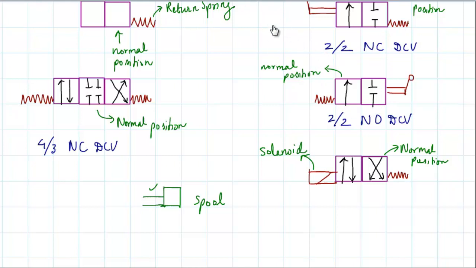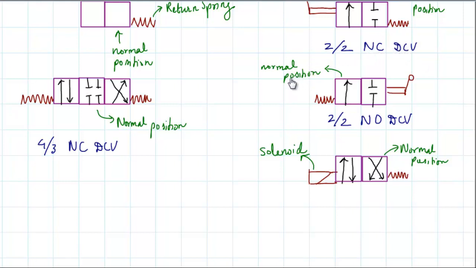Now the spool may be very heavy. Sometimes it may not be easy for a solenoid to move it. It may require what is called a pilot valve. That I will teach next. But anyway, this is what a solenoid is. So here, this is the normal position. When the solenoid operates, the spool moves and the spring gets compressed, and this position is achieved.